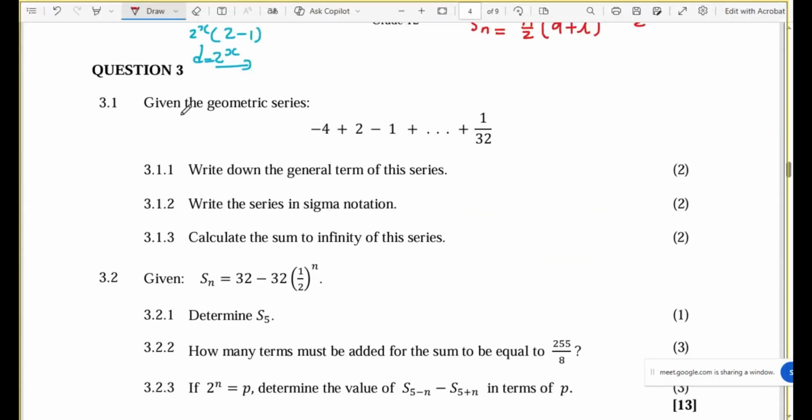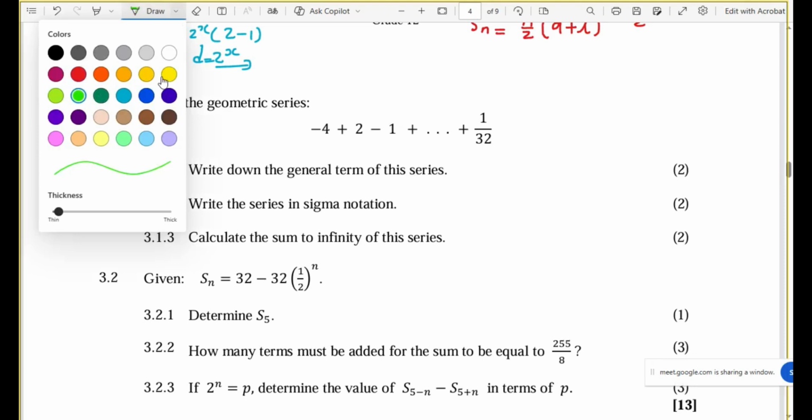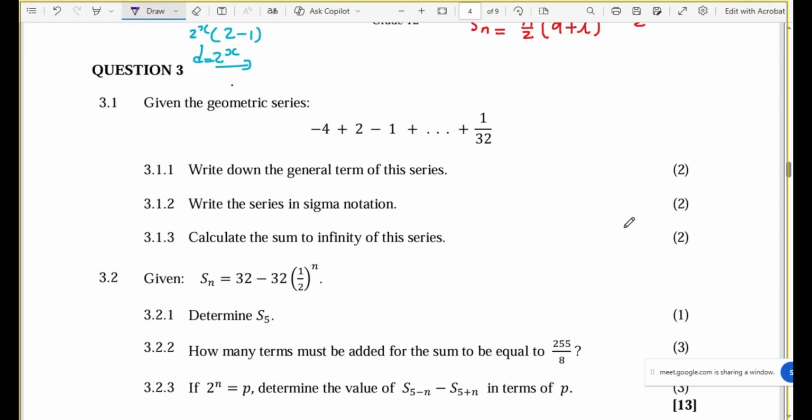Question 3. We are given the geometric series, and this is what we have on the geometric series. Let's see what we need to do on the first question. Write down the general term of this series. Remember, the general term of a geometric series is in the form a r to the n minus 1. So we need to find the value of a. So this is my a, I need to find r. R is T2 over T1. T2 is 2 over T1 is minus 4. Therefore, R is just minus 1 over 2.